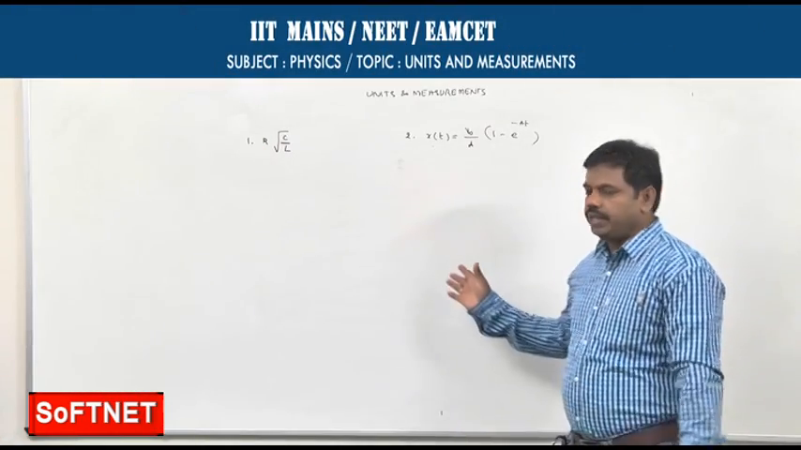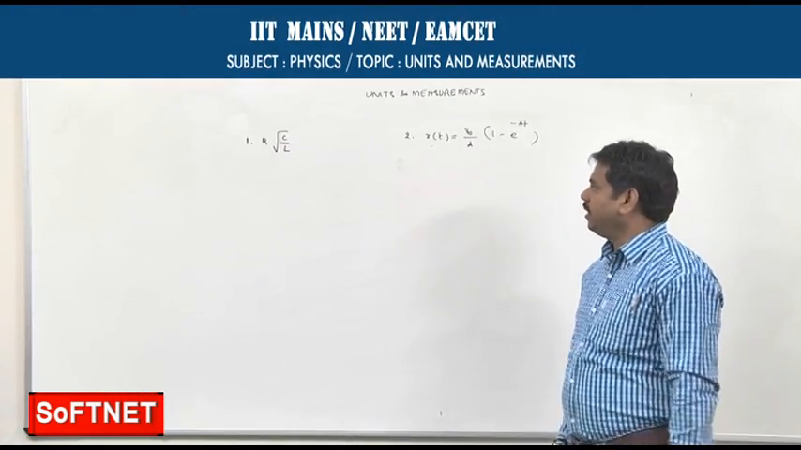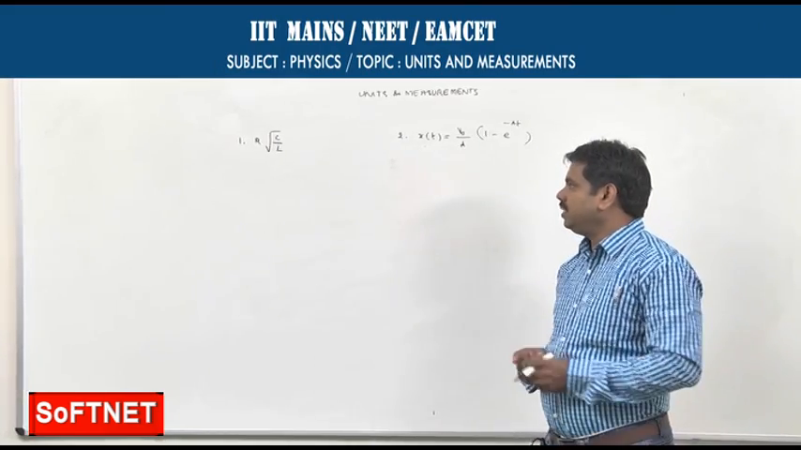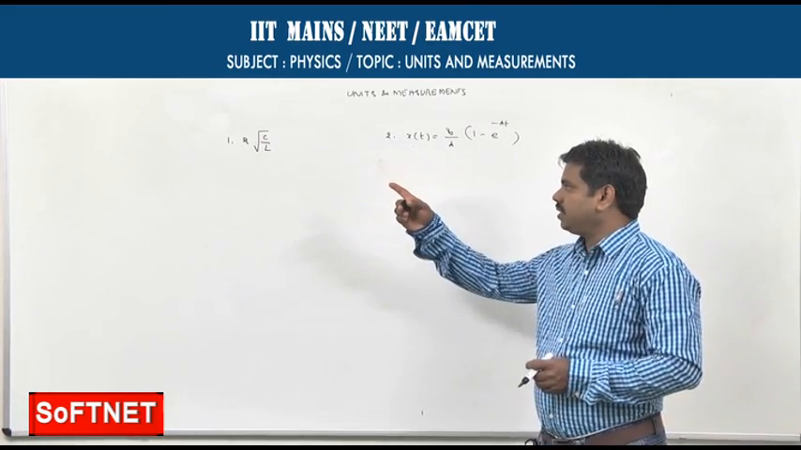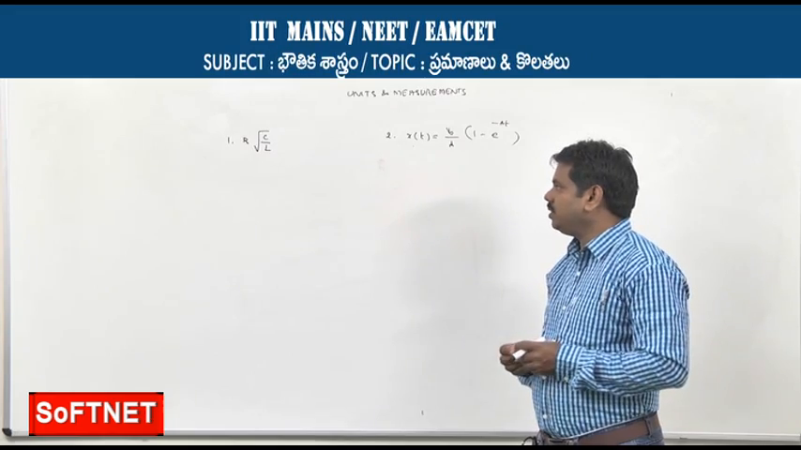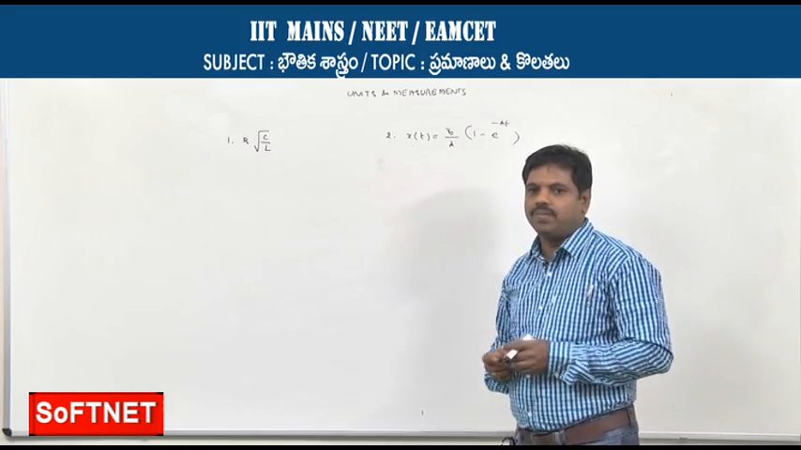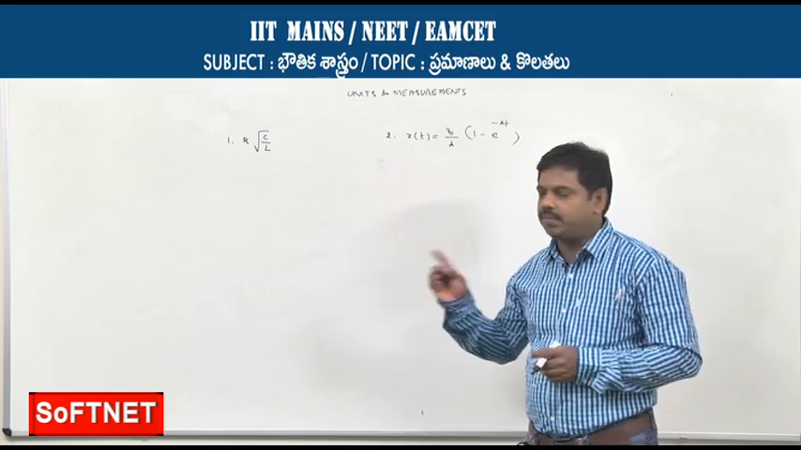Now, let us solve the two problems here. What is the dimensional formula of that physical relation R root C by L? What will it represent? That is the one problem.